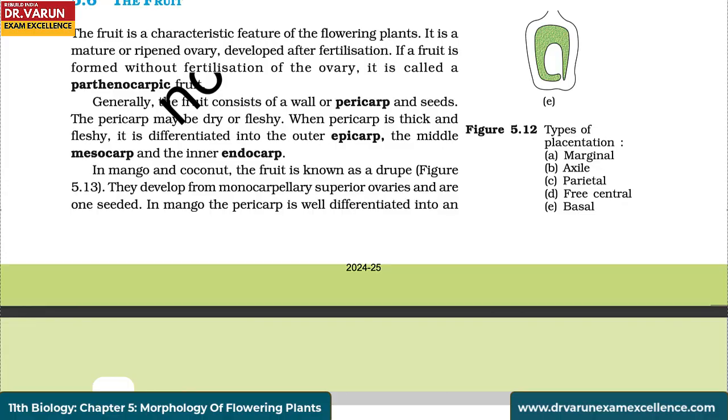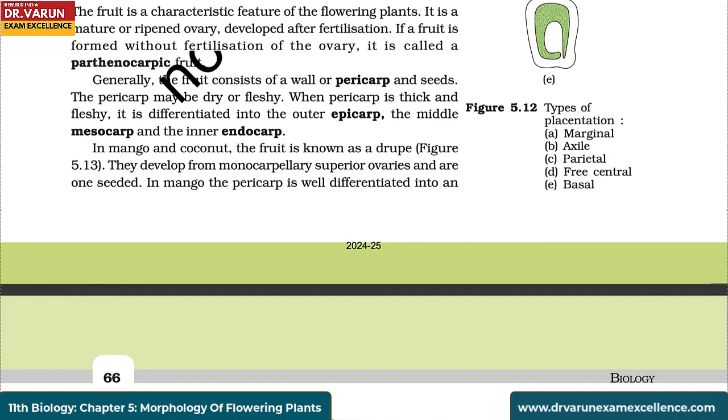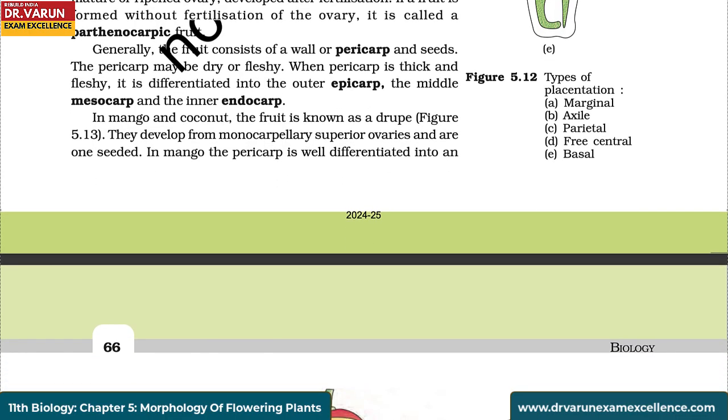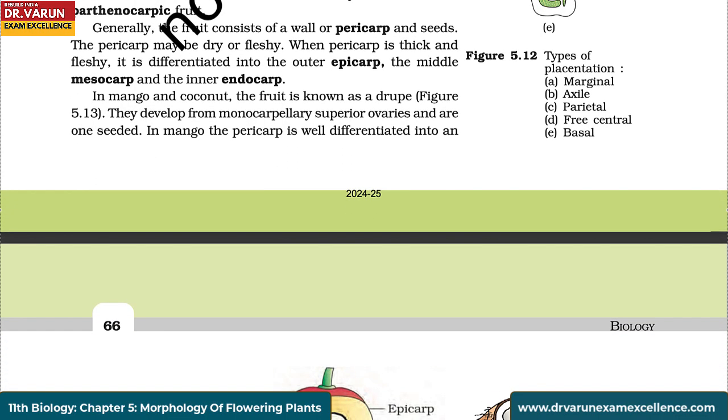The fruit. The fruit is a characteristic feature of the flowering plants. It is a mature or ripened ovary developed after fertilization. If a fruit is formed without fertilization of the ovary, it is called a parthenocarpic fruit. Generally, the fruit consists of a wall or pericarp and seeds. The pericarp may be dry or fleshy. When pericarp is thick and fleshy, it is differentiated into the outer epicarp, the middle mesocarp, and the inner endocarp.